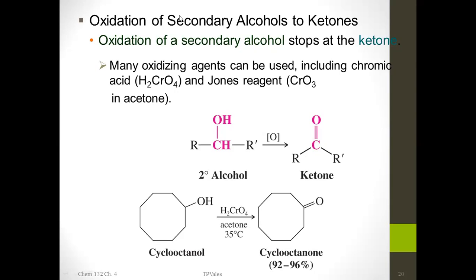So the oxidation of a secondary alcohol will simply proceed to the ketone. There is no carboxylic acid. You see here in cyclooctanol, you can oxidize this to a ketone. So this part here with an OH will be the one that's being oxidized to C double bond O, giving cyclooctanone.